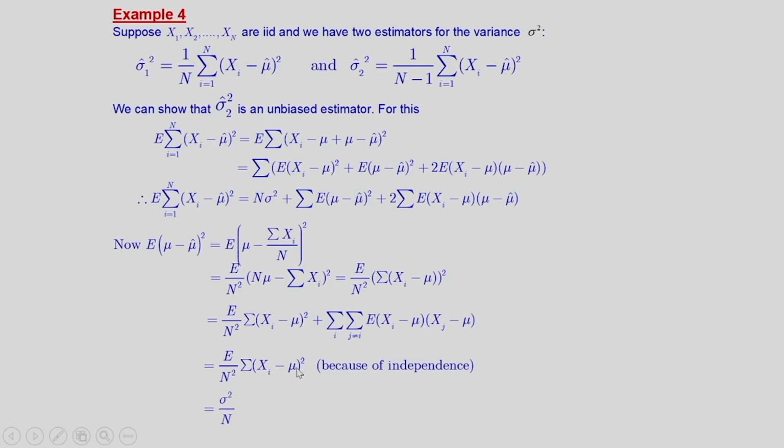Because each is identically distributed, the variance will be the same for all xi's, and E of (xi minus mu) whole square will be sigma square. So we will get n sigma square divided by n square, that way it will be sigma square by n. So this is an important observation. Therefore this quantity E of (mu minus mu hat) whole square is equal to sigma square by n. This result will be used later on also. We have to remember this result.